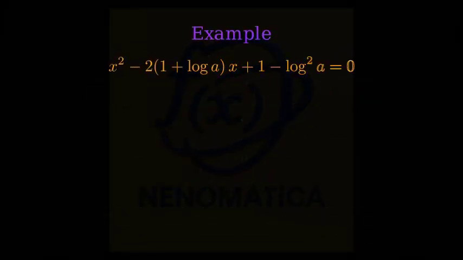Example. In this problem we will find for which values of a the quadratic equation x squared minus 2 times the quantity 1 plus log base 10 of a times x plus 1 minus log squared of a equals 0 has two roots with different signs.